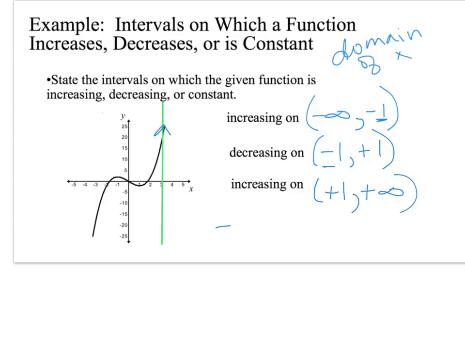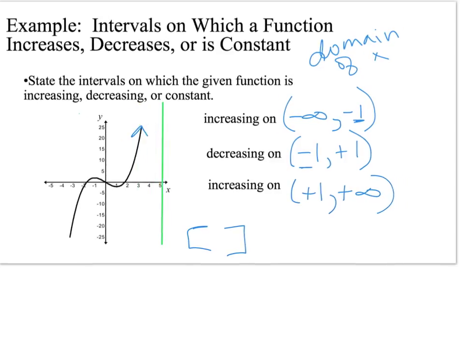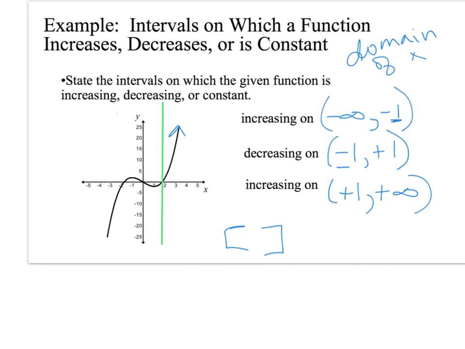So we only use square brackets if data is distinctly included in one of those intervals. If it's only found in one of the intervals and not another, then you can use square brackets. Otherwise, you want to use round brackets. And again, always read your graph moving from left to right. And that will help you decide whether you're looking at increasing or decreasing or staying the same.